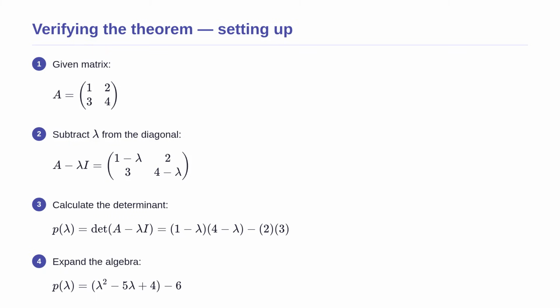Before we prove why this works, let us see this with a concrete example. We are given a simple 2x2 matrix A, and we want to verify that the theorem holds true. First, we need to find its characteristic polynomial. We subtract the scalar variable lambda from the main diagonal entries. Then, we calculate the determinant of this modified matrix by multiplying the main diagonal elements and subtracting the product of the off-diagonal elements. Expanding these algebraic terms gives us the raw expression for our polynomial, which we will simplify next.